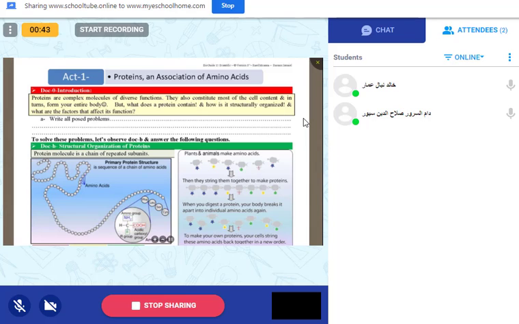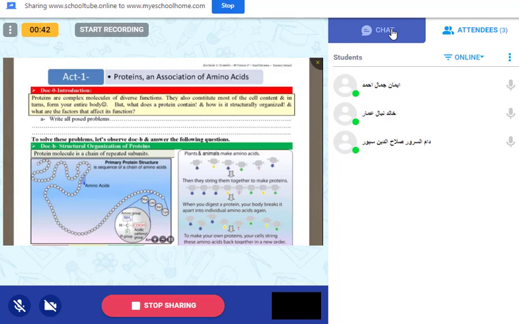But what does a protein contain? What is the protein itself made of, how is it structurally organized, and what are the factors that affect its function? So now we are discussing the proteins, their components, their functions, and their structure. First, let's start with the first question, saying: write all the posed problems. So what are the posed problems here? What are the questions that we are going to answer, and what are the new facts that we are going to learn about these proteins?